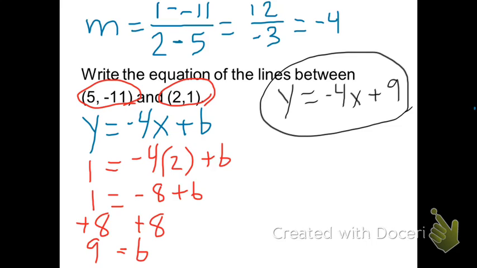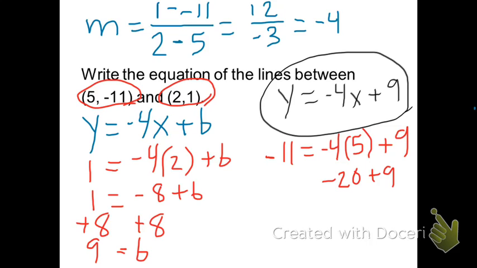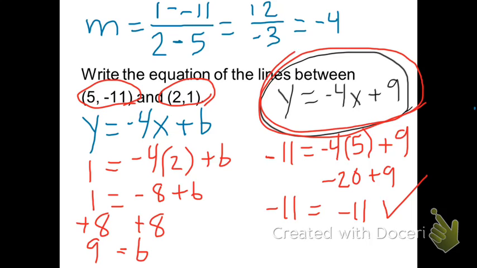And again, you should always check your work, and you do that by taking either of the points, trying the other one, plugging it in for x and y, and seeing if the statement makes sense. So I'm going to plug in negative 11 for y, so I'm using the other point. That's going to be equal to negative 4 times x, where x is 5, plus 9. Negative 4 times 5 is negative 20, plus 9, and that's going to come out to negative 11, same as the left side. This checks out, so y equals negative 4x plus 9 is our answer.